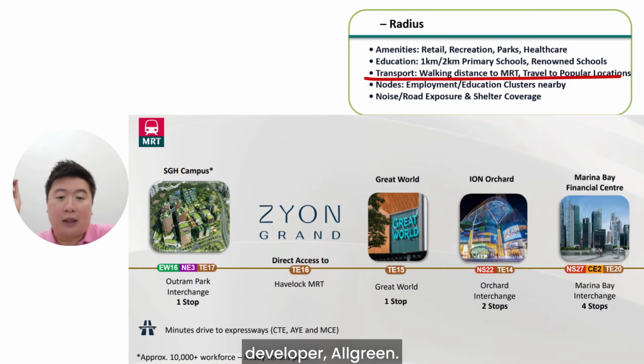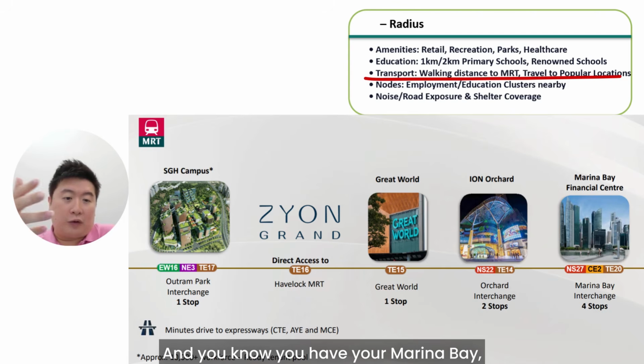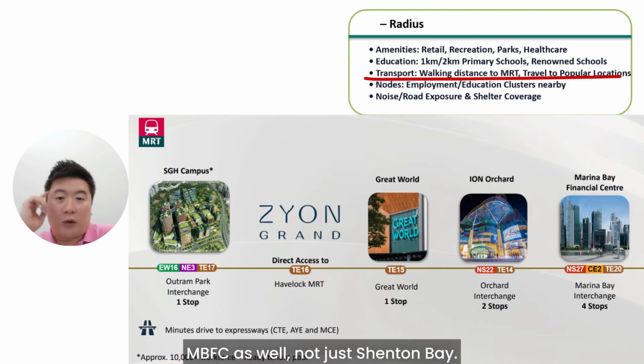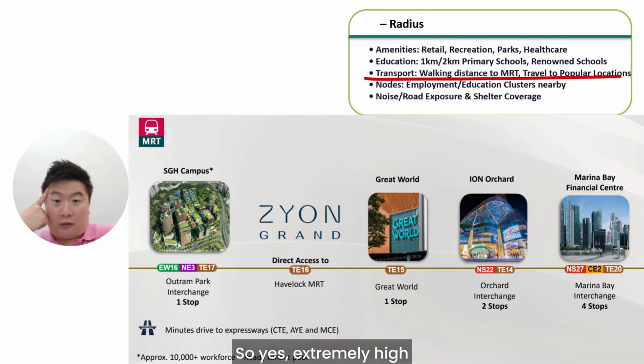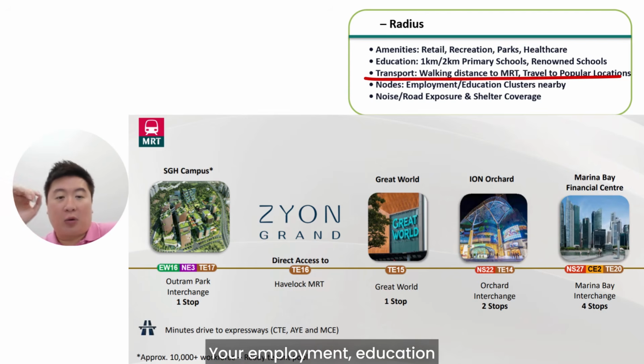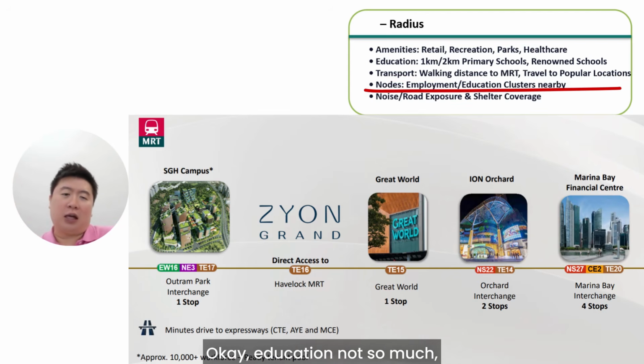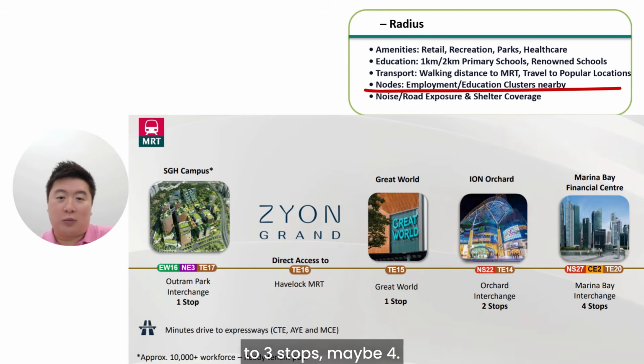Okay, yeah. So connectivity wise, it's really good, and you have your Marina Bay, MBFC as well, not just Shenton Way. So yes, extremely high connectivity. Your employment, education, classes all nearby. Okay, education classes not so much, but employment customers definitely. So your CBD, come on, right? You can take MRT to CBD in like 2 to 3 stops, maybe four.